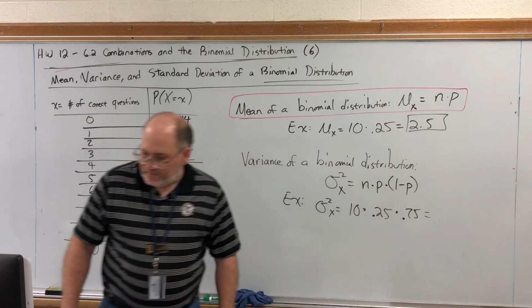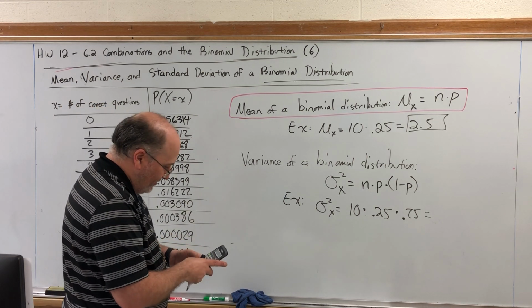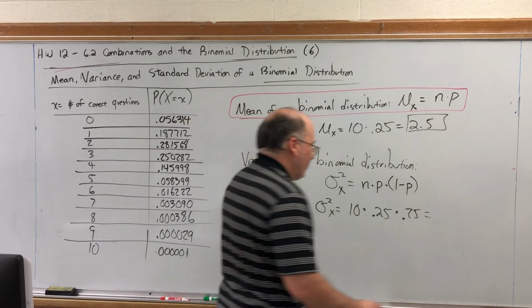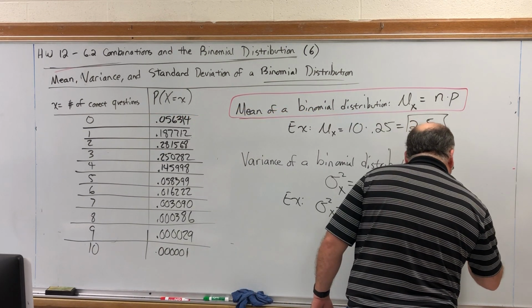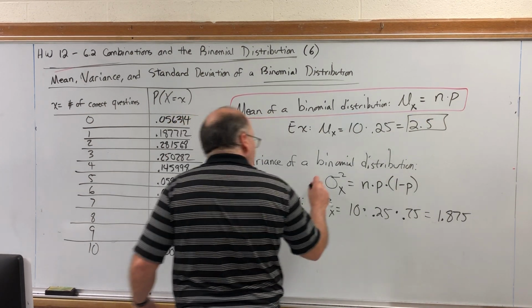So what would that be? In my younger days, I would do this in my head, but I don't feel like it. 1.875. We put a box around the variance formula.